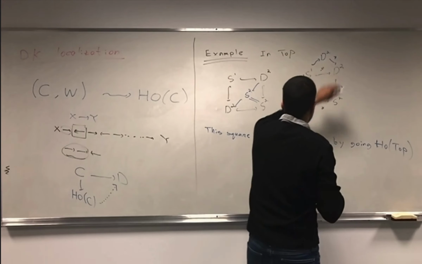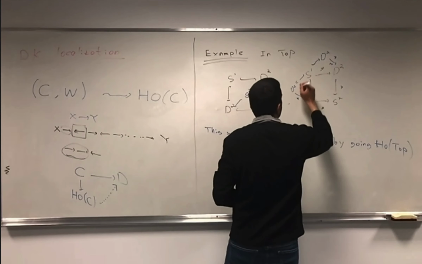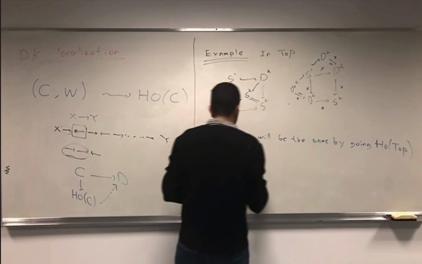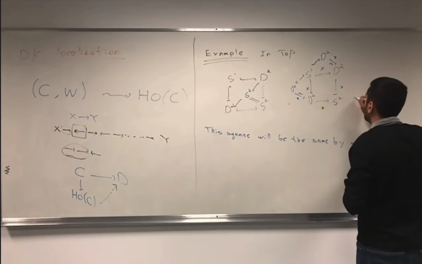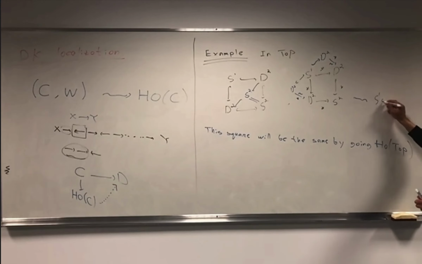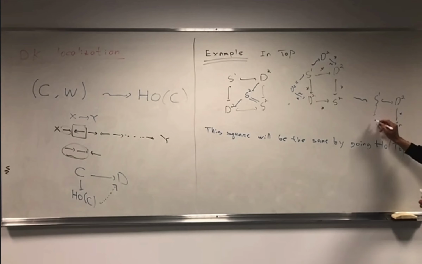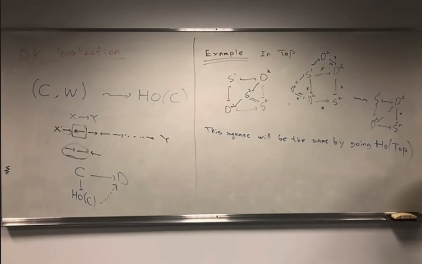Cofibrant replacement to do to this, and then this is okay. And then to do the homotopy pushout to this. So we get this square. Then from the pushout of this, which is the same homotopy pushout of this, which will again be S2, and the induced map here will be constant.